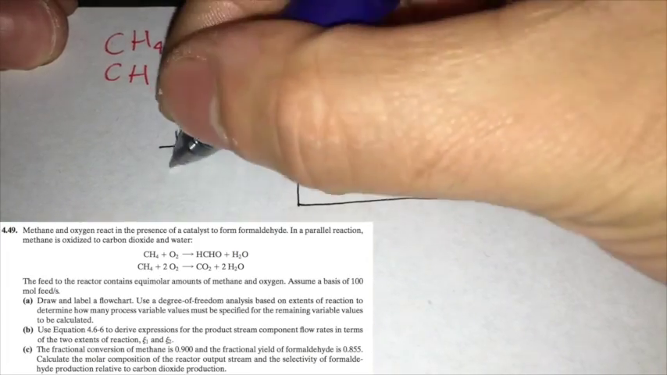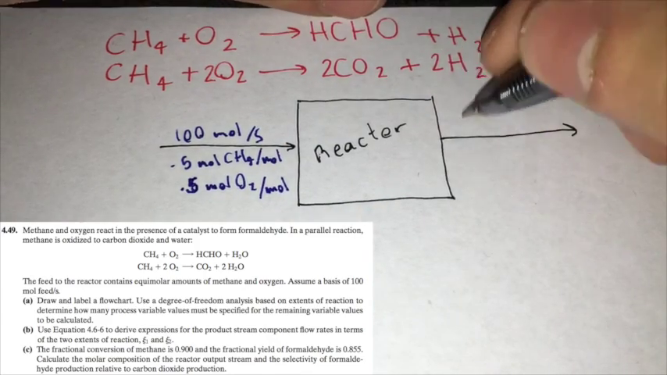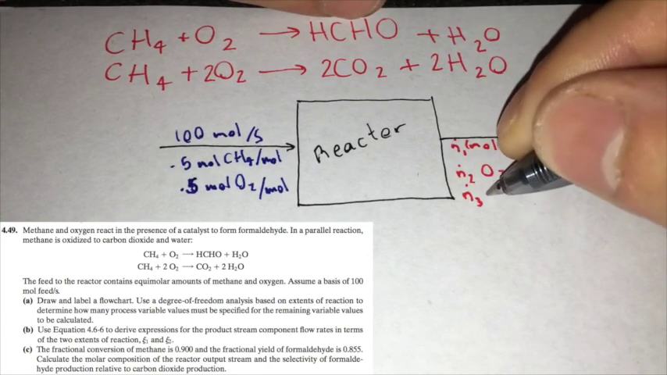Draw and label a flowchart. Use a degree of freedom analysis based on the extensive reactions to determine how many process variable values must be specified for the remaining variable values to be calculated.